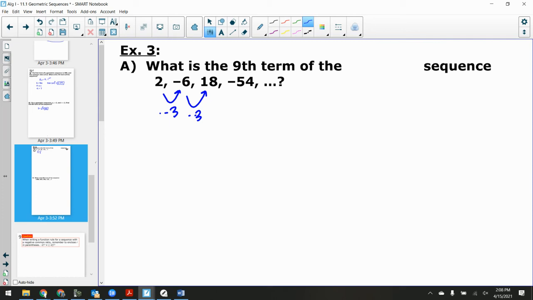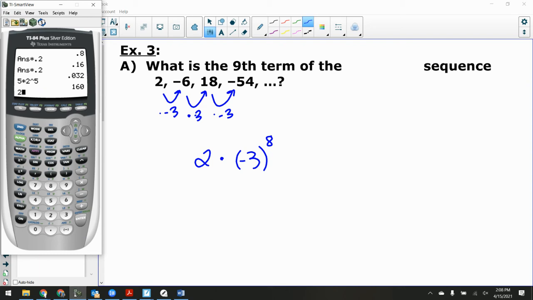-3. That's a times. -3, right? That's my r value. So I say a sub 1 times r to the what power? To the 8th power, n minus 1. So we go into our calculator, we say 2, don't forget to use parentheses, raised to the 8th power.